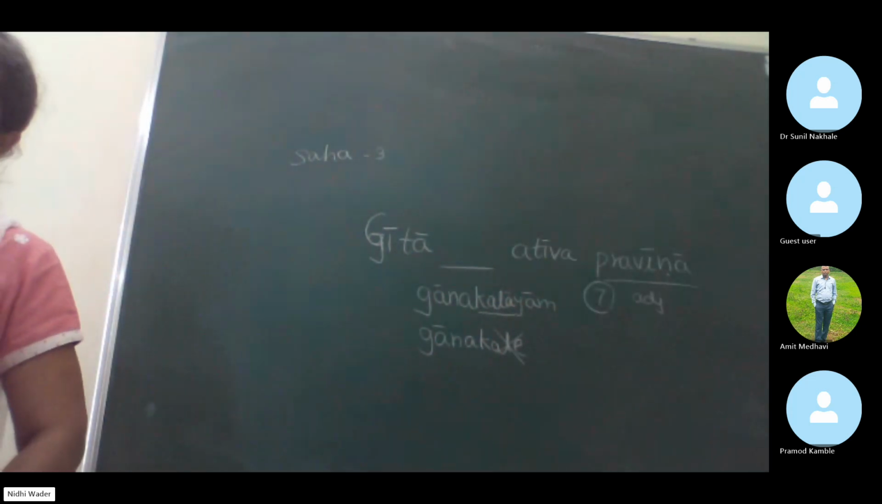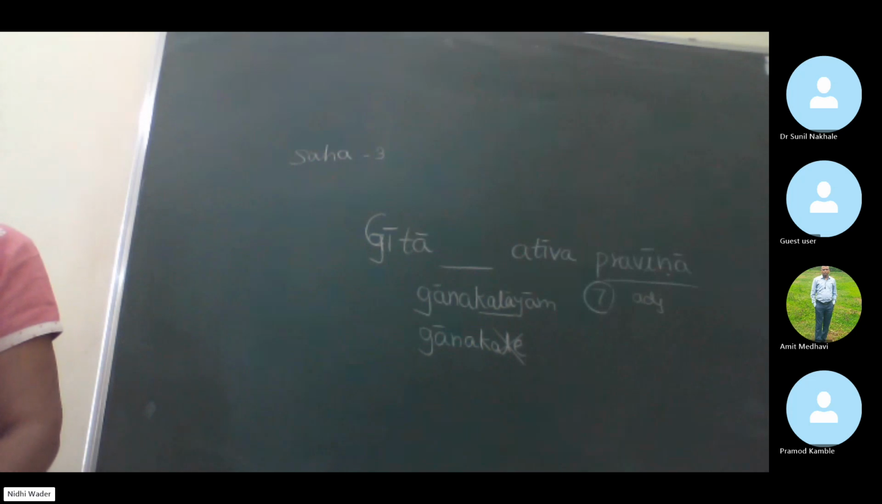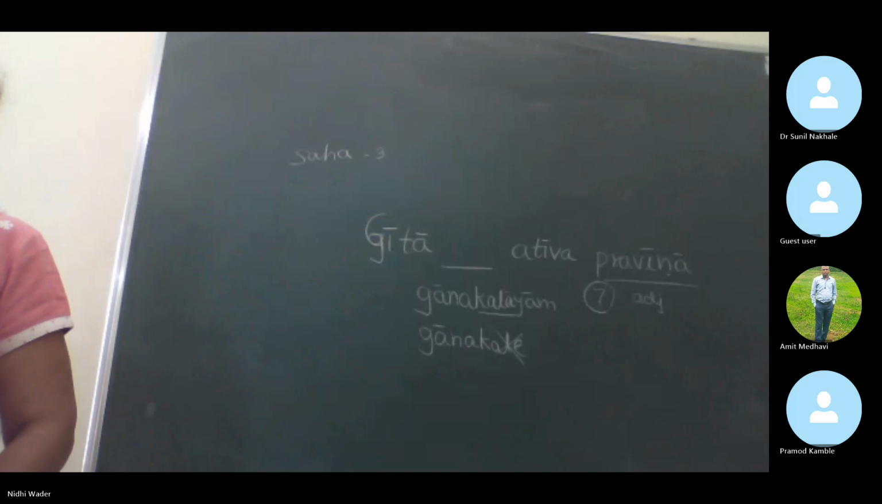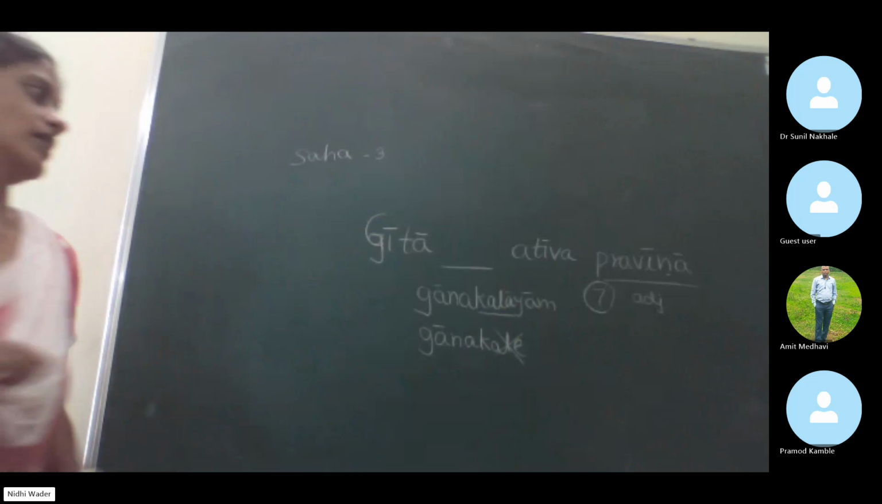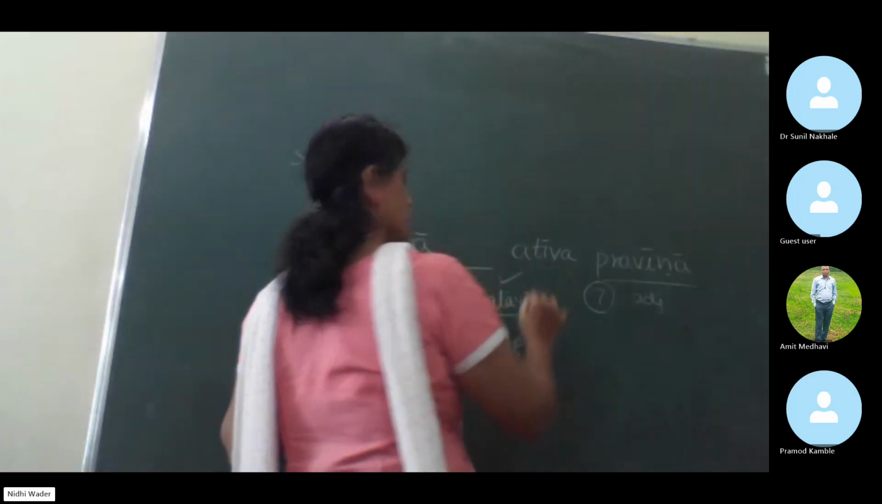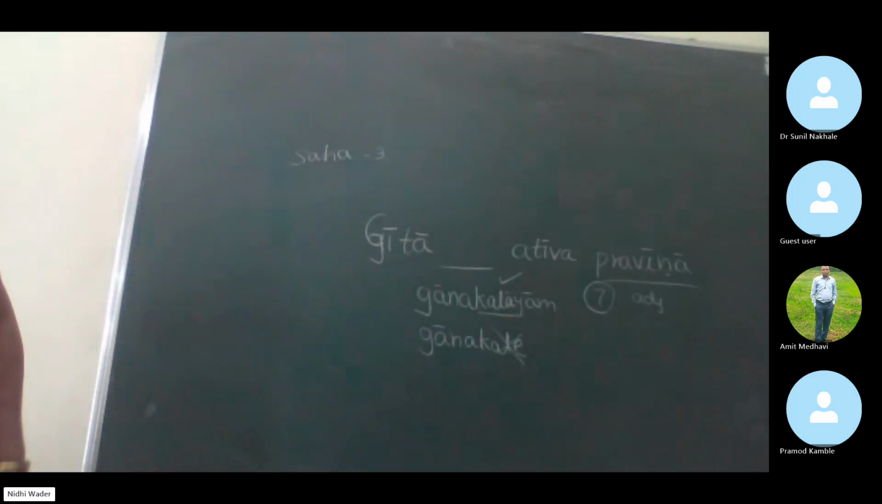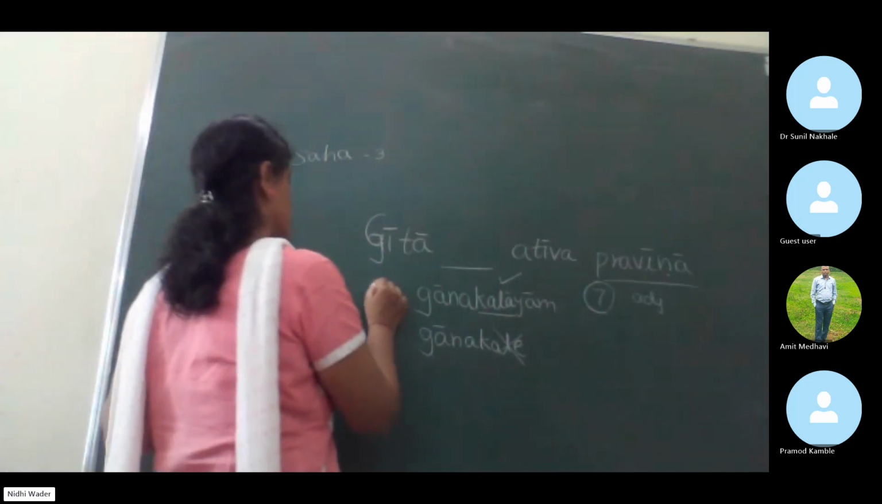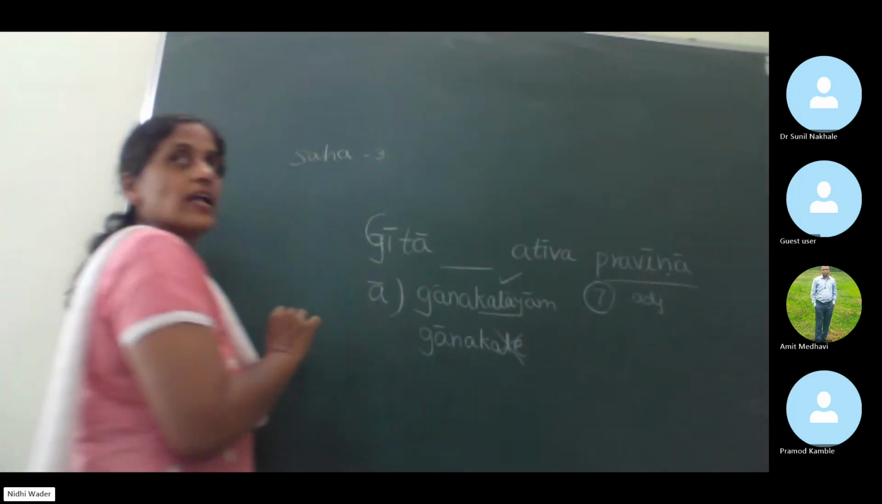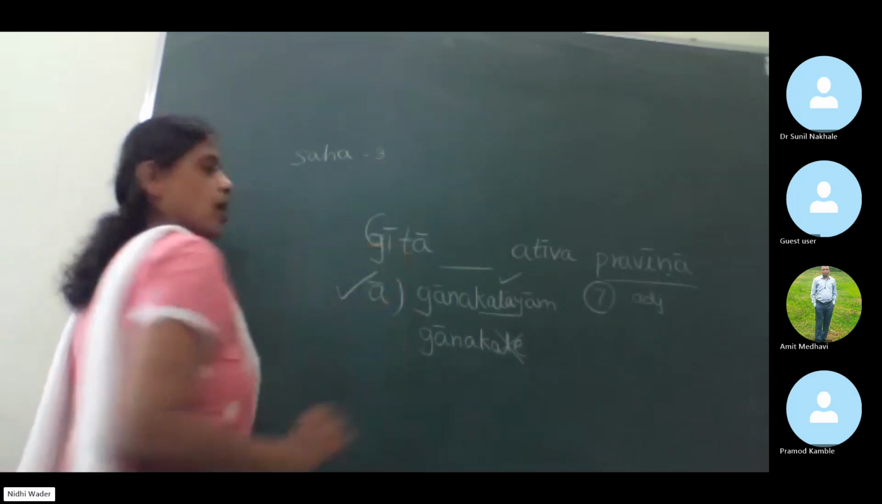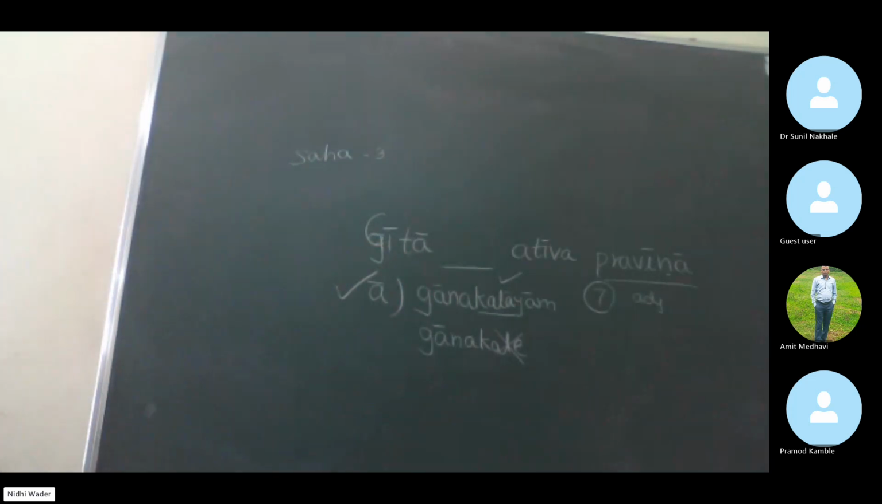If the word is ending in A, the locative case is not Kale. It's Kalayam. So Ganakalayam is the correct option. That means the A option is correct. Yes, it's A option. So the A option, Ganakalayam, is the correct answer. You have to choose the correct answer.